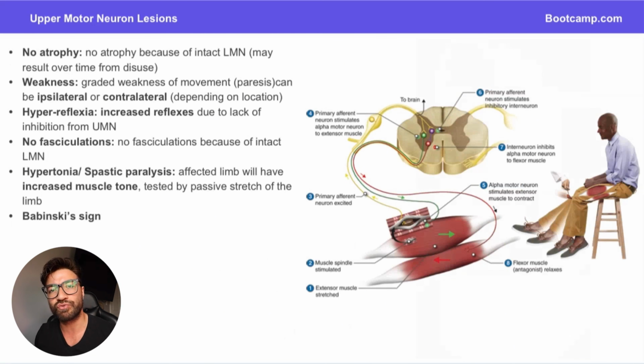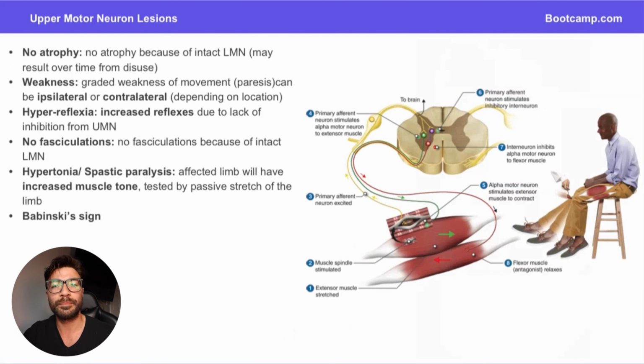Now, what you'll also see is graded weakness or paresis, and this can either be ipsilateral or contralateral. So if the lesion for the upper motor neuron is in the higher cortical area, mainly in the primary motor cortex, then you're going to see contralateral graded weakness or paresis. Whereas if the lesion is in the spinal cord, then you're going to see ipsilateral, on the same side as the lower motor neuron. And this is because there's a point of decussation in the medulla, which we'll talk about in subsequent videos, where the descending motor neuron is going to cross over before stimulating that lower motor neuron.